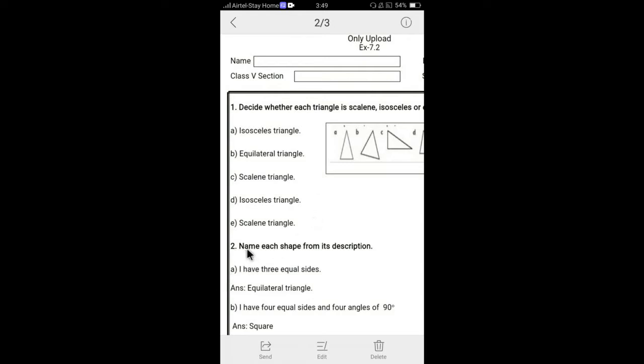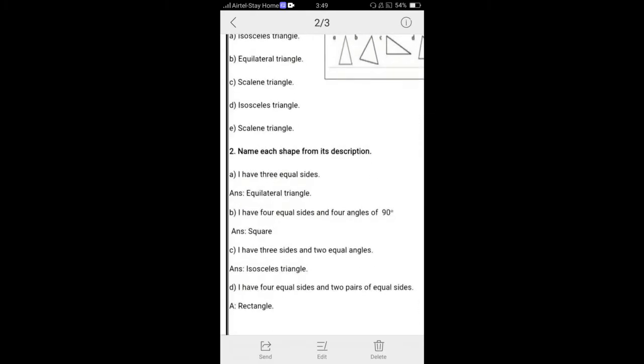Coming to question number 2. Name each shape from its description. They're providing the descriptions, and you have to decide which shape they're talking about. A number, I have three equal sides. Three equal sides, equilateral triangle, as we learned from question number 1. So A's answer is equilateral triangle.